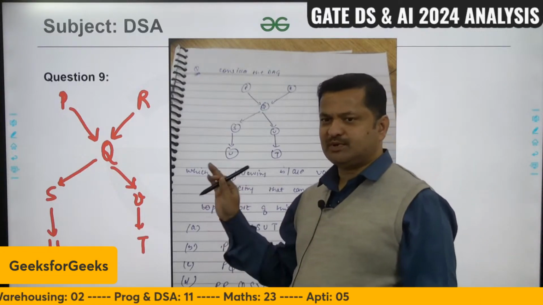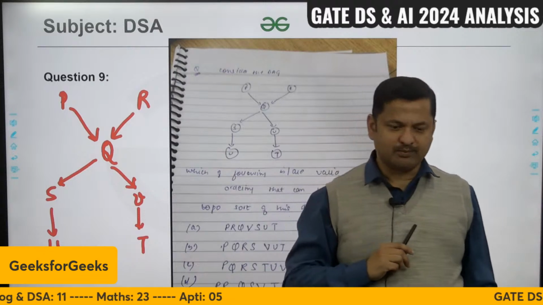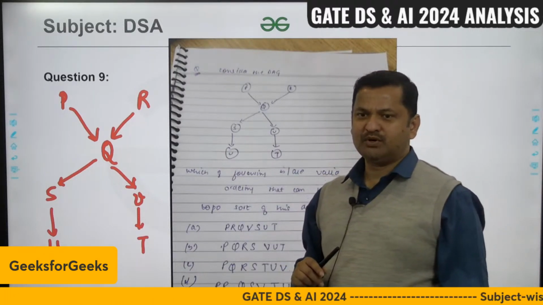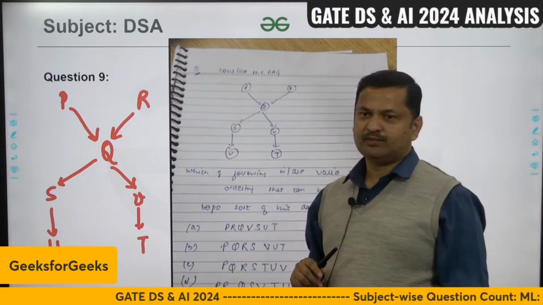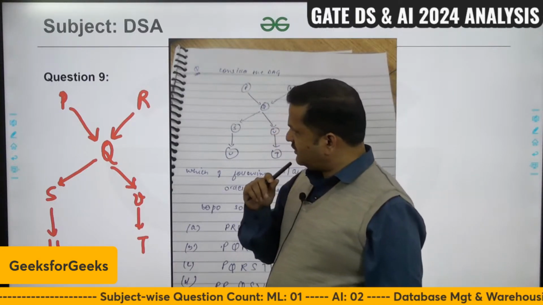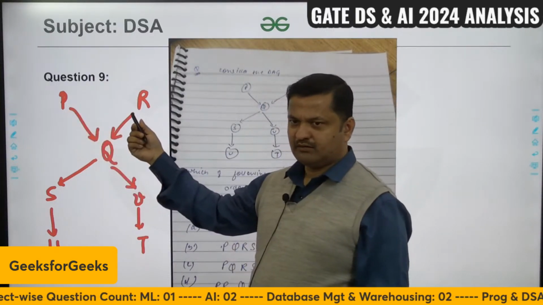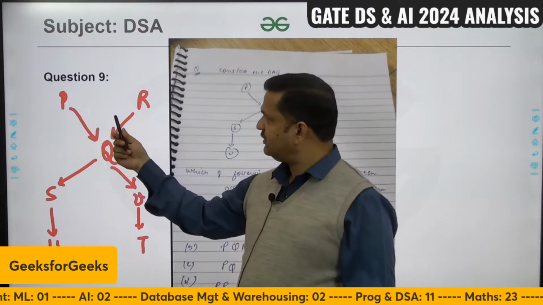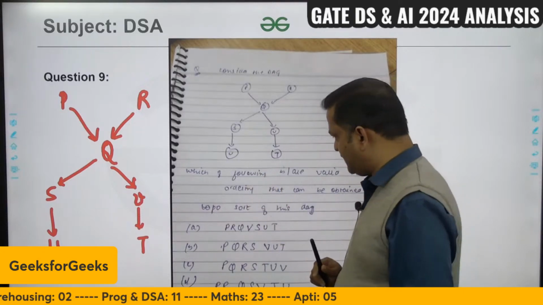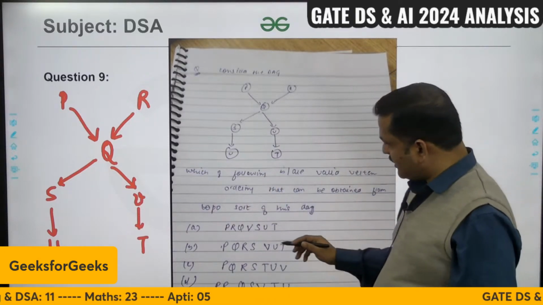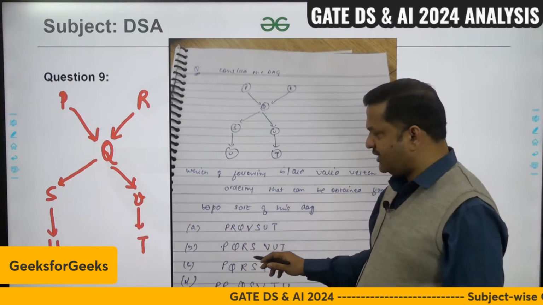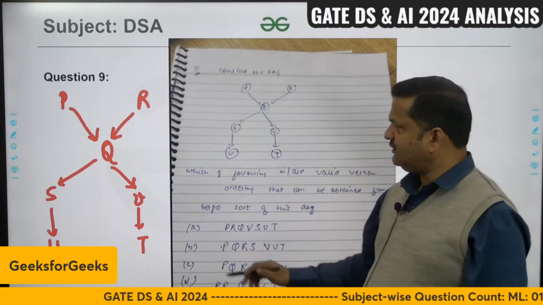This question is based on topological sorting. Topological sorting says that from this graph you can start sorting with a node which has in-degree 0. So we can start with either P or R. That means your sequence must start with RP or PR. So look at the options. Your options are PRQVSUT and PQRS. Q is the node which has in-degree 2.